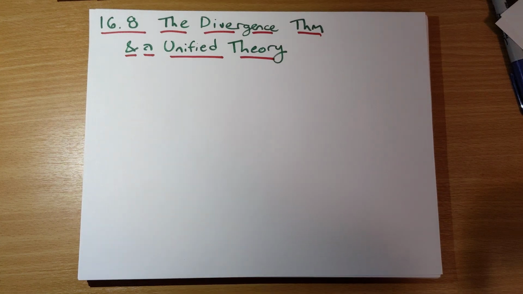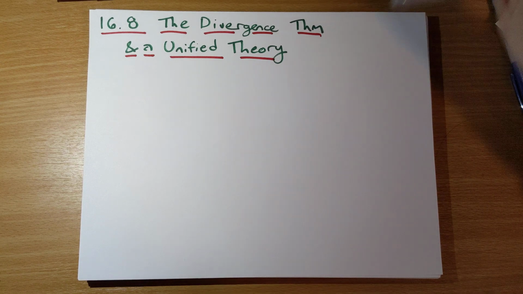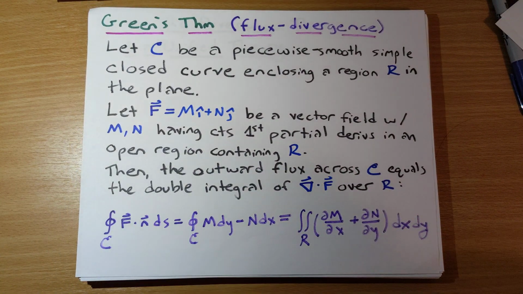Section 16.8. We have finally come to the final section of the course. The divergence theorem and a unified theory. So what's going to go on in this section is that, well, in section 16.7 we learned about Stokes' theorem. And Stokes' theorem was, in some sense, a generalization to 3 dimensions of one of the forms of Green's theorem, the circulation curl version. But remember, there are actually 2 different versions of Green's theorem.